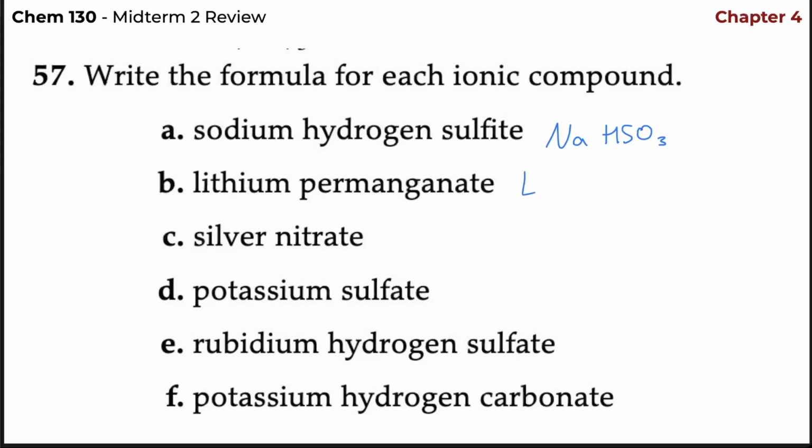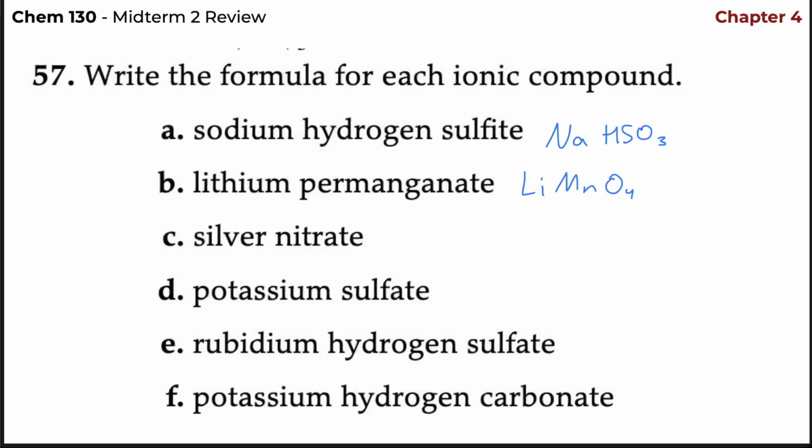Next one, lithium, Li, and then permanganate, which is MnO4. Again, lithium has a +1, and the permanganate has a -1, so they balance out. That's all you need to do for that one.